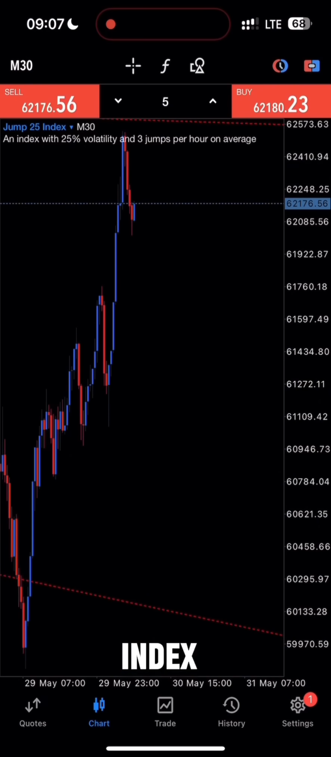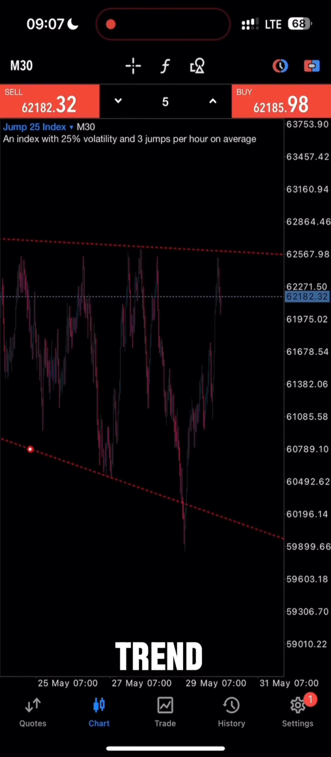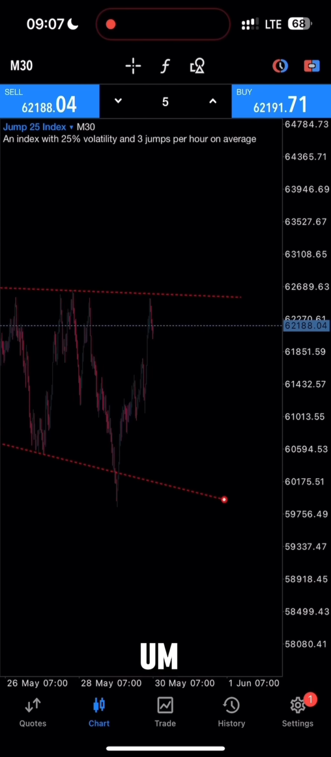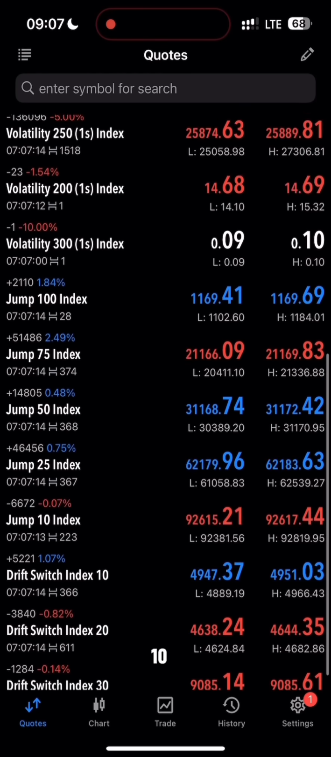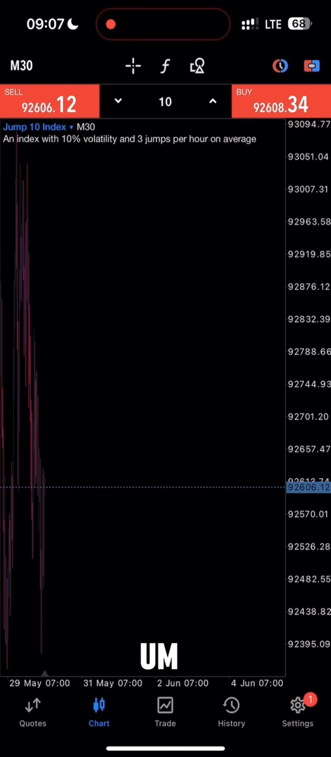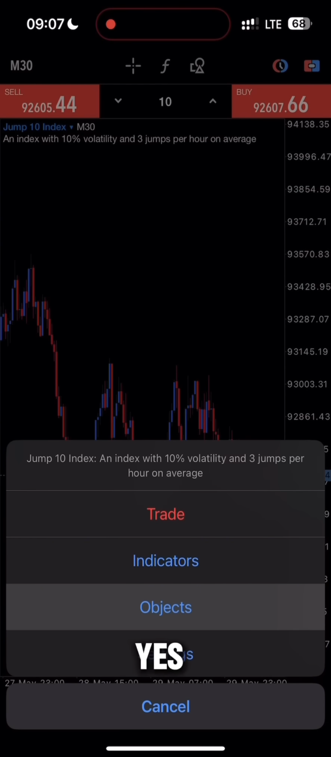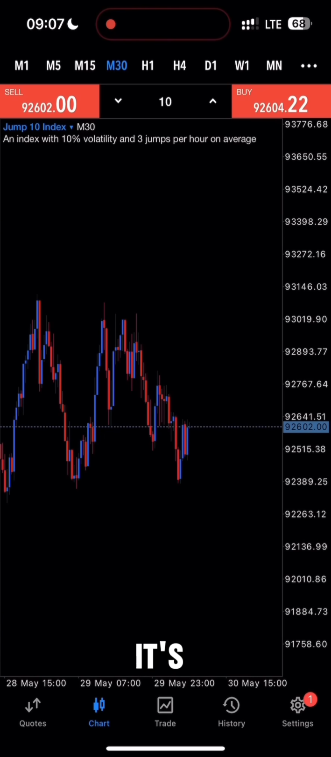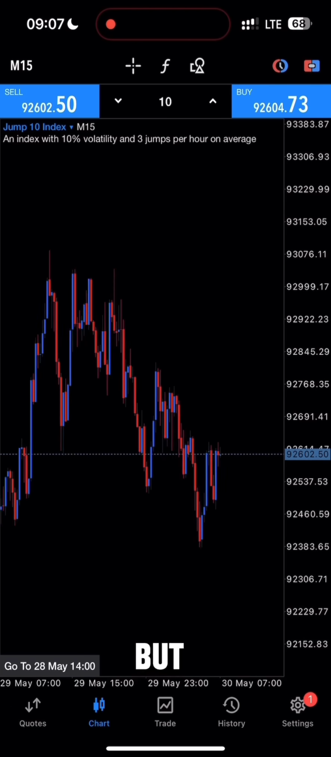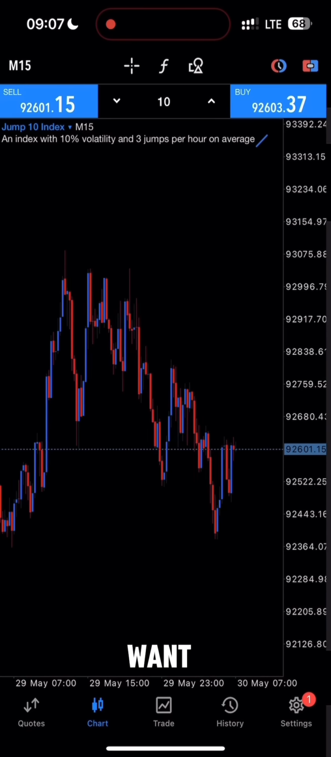Jump 25 index. I've already drawn the trend line, and it's going down. So let's just go to jump 10 and see. Jump 10 is something alright. Yes, jump 10 is something alright, but it's not that clear, but yeah, it's good. You can zoom in if you want to.